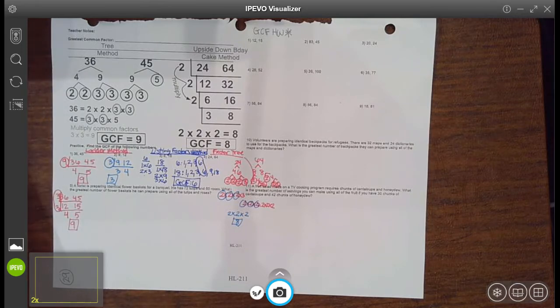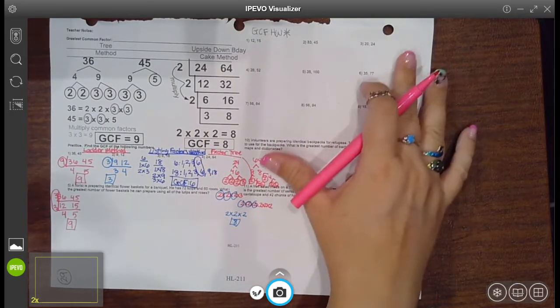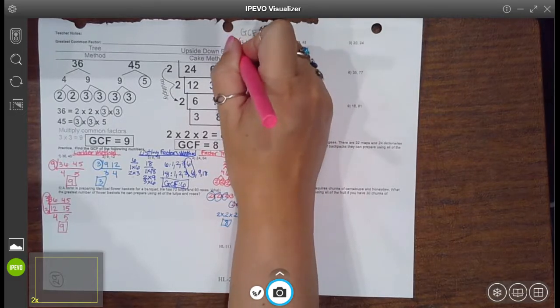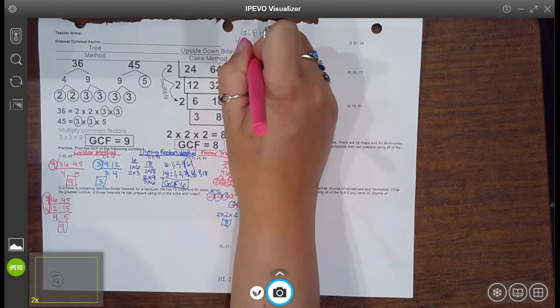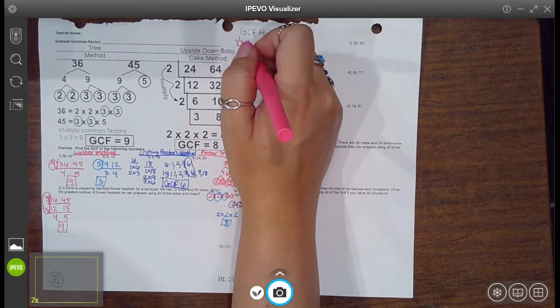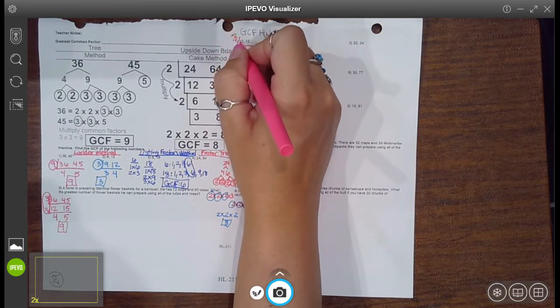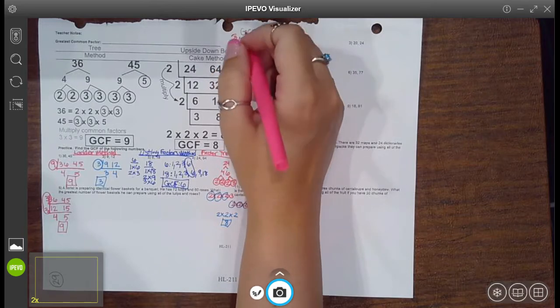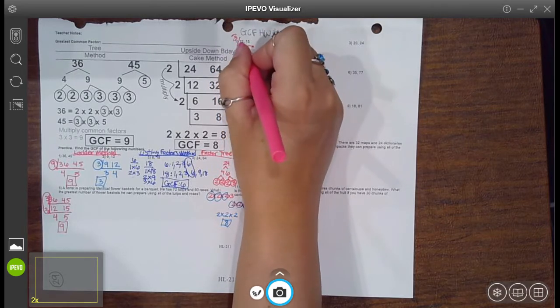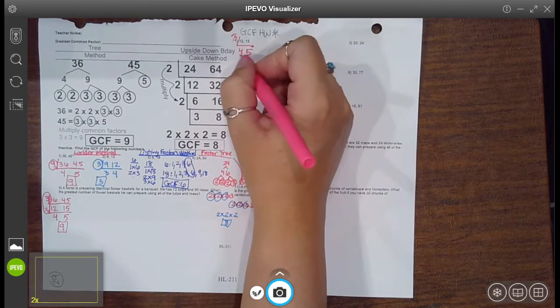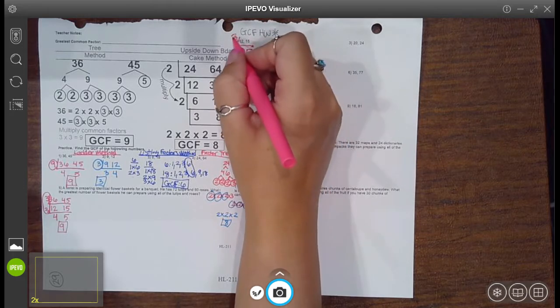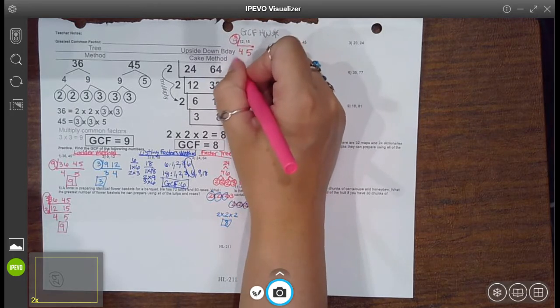So we have the first one of 12 and 15 up here. All right, what can go into 12 and 15? Well, I think that 3 can. So 3 times what is 12? 4. And 3 times what is 15? 5. Can you keep going? No, nothing can go into 4 and 5. So 3 is my GCF.